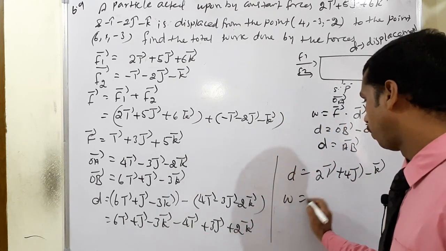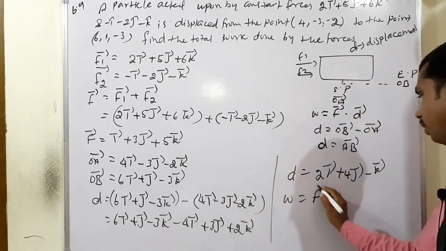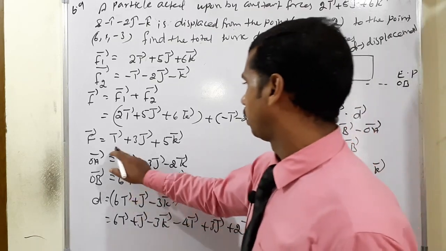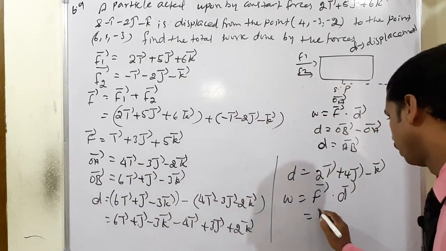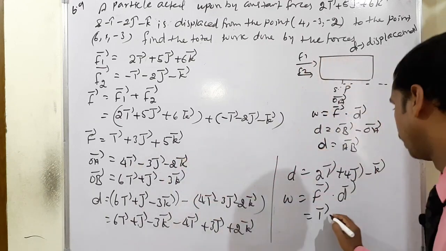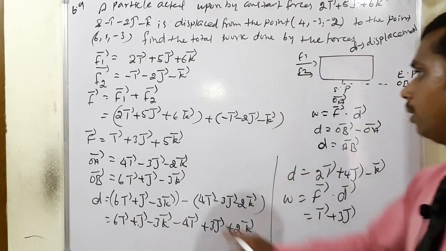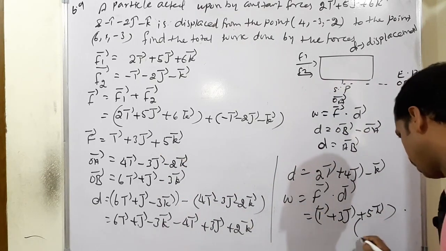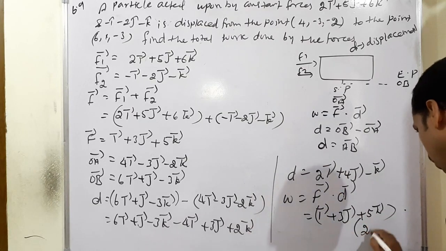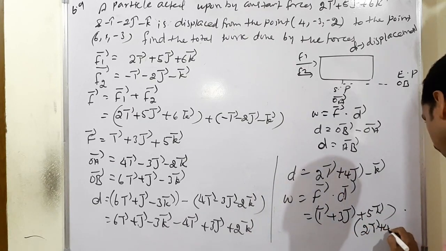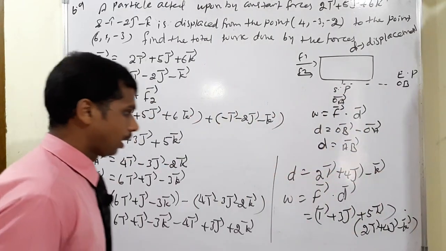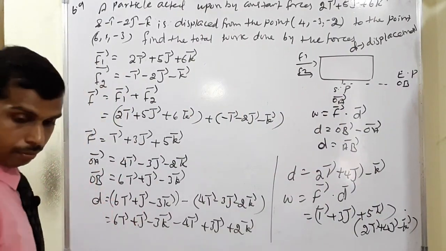Therefore, the work done formula is F vector dot D vector. F vector is equal to i vector plus 3j vector plus 5k vector, dot D. D is equal to 2i vector plus 4j vector minus k vector. The dot means the scalar form, only a number will come.